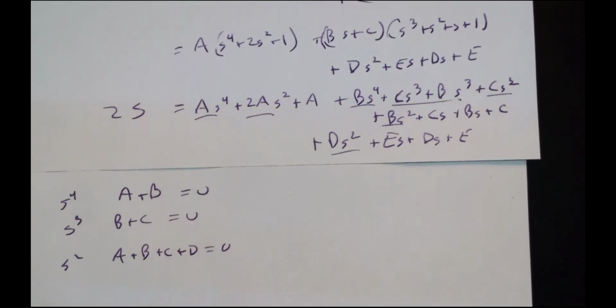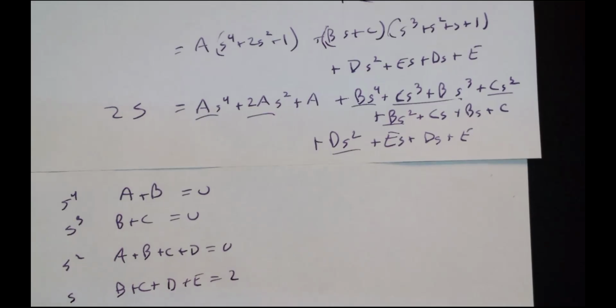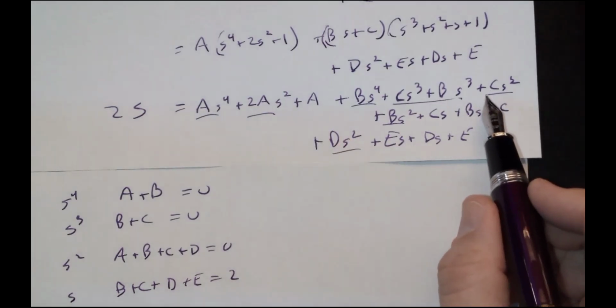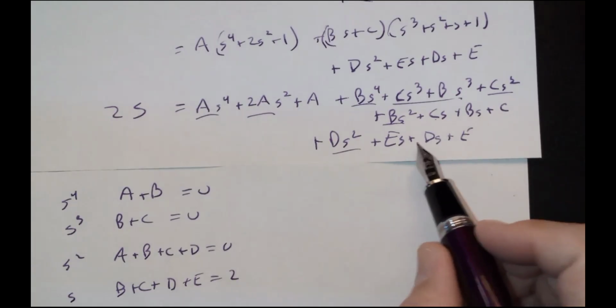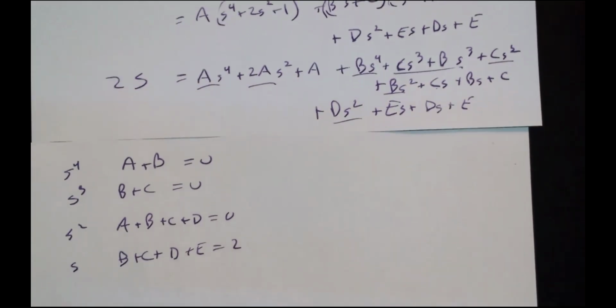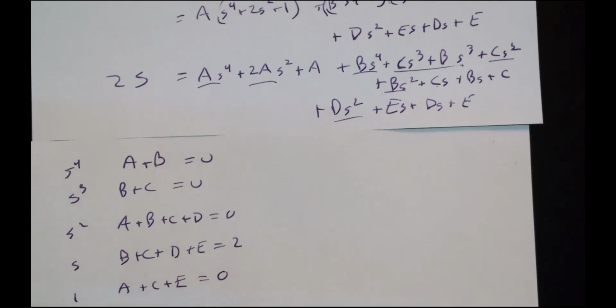And then linear terms. B plus C plus D plus E is equal to 2. B and C and D and E. And then constants, A plus C plus E is equal to 0.